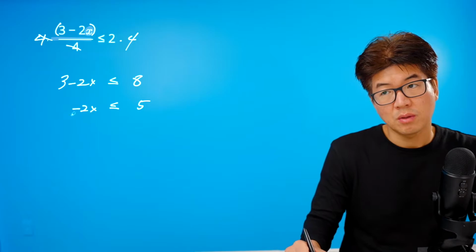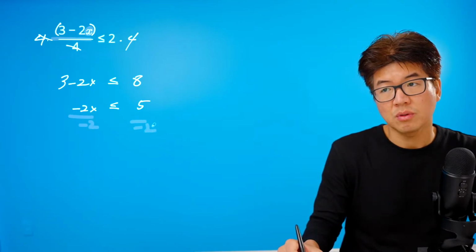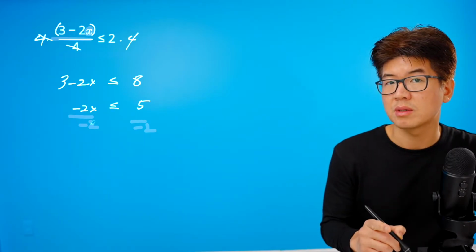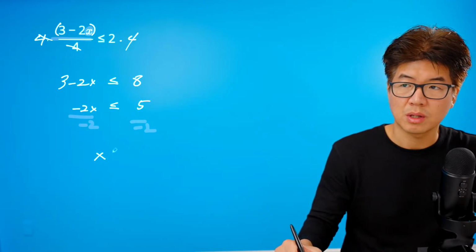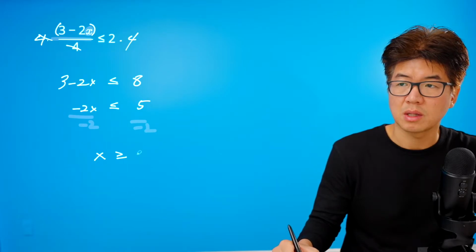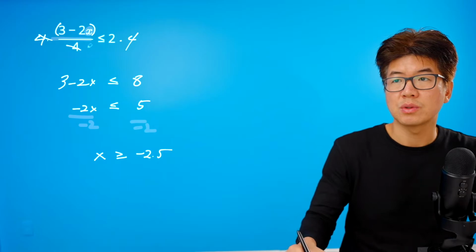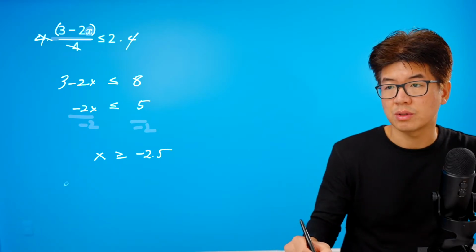And finally, we have to divide both sides by -2. And when you multiply or divide both sides by a negative number, what happens? It flips. So that's x is greater than or equal to -2.5. So this is a solution to satisfy this inequality.